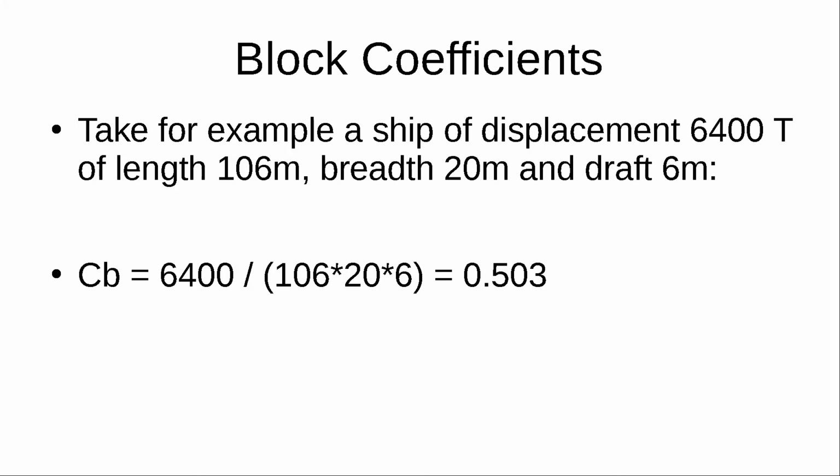So we're going to do a quick example problem on this that may be similar to one found in an examination. Take, for example, a ship of displacement 6,400 tons, of length 106 meters, breadth 20 meters, and draft 6 meters. Calculating out our block coefficient, we take the displacement 6,400 divided by the product of the length, breadth, and draft, giving us 0.503. So quite a low block coefficient, corresponds to a somewhat fine-lined vessel.